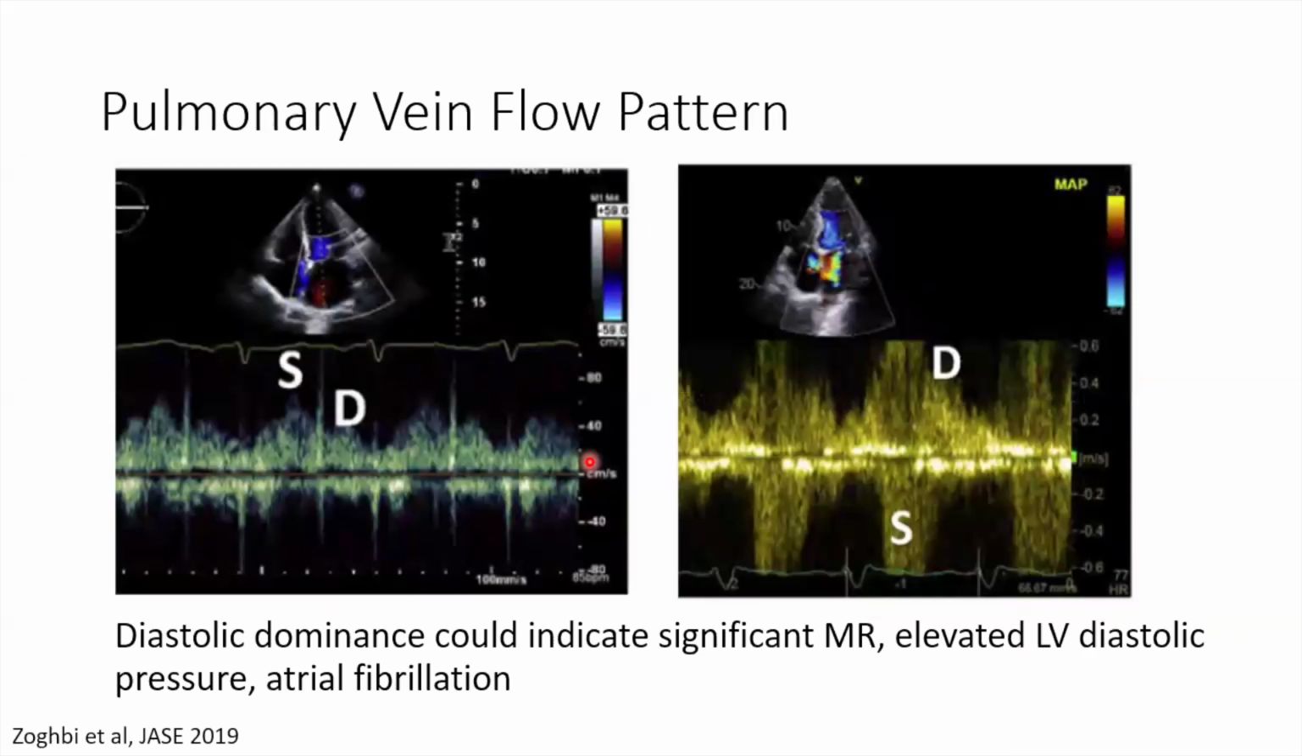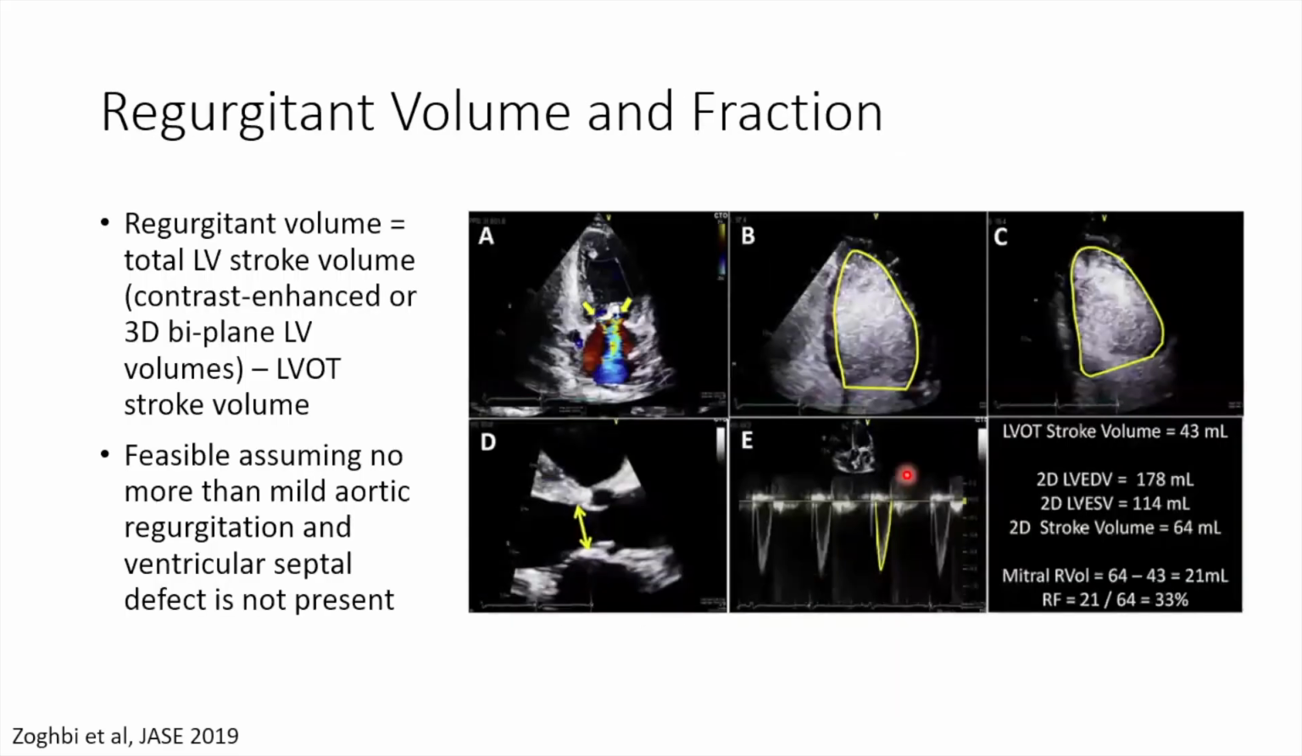Pulmonary venous Doppler flow patterns, as we know, may reverse once you reduce the MR, so that you have more systolic predominance rather than systolic reversal. But again, this is affected by other things like an elevated diastolic pressure, atrial fibrillation. So while they're suggestive, they may not be exactly specific.